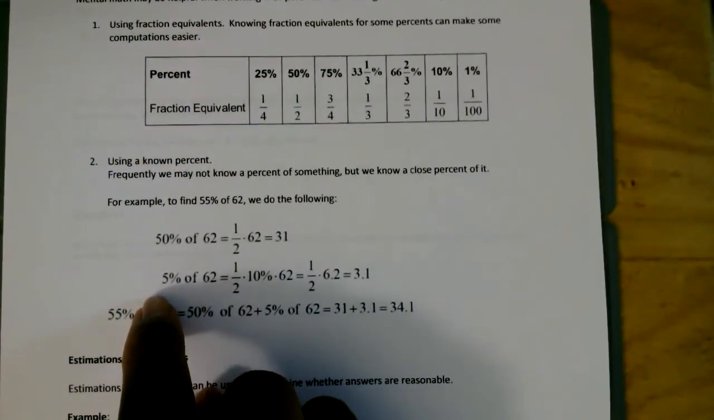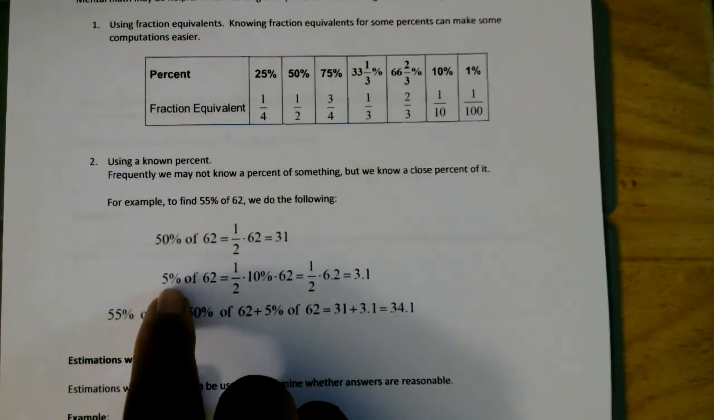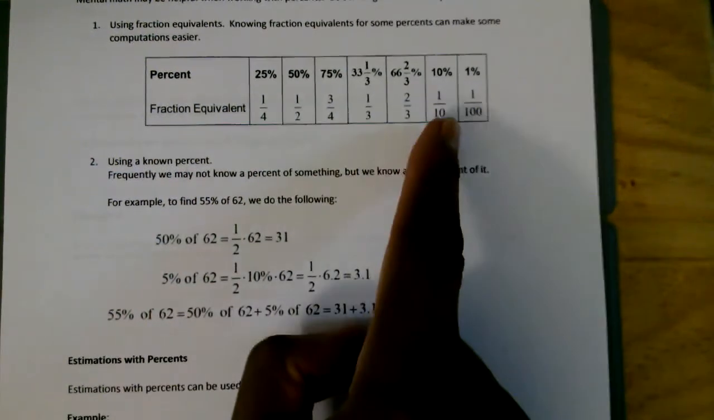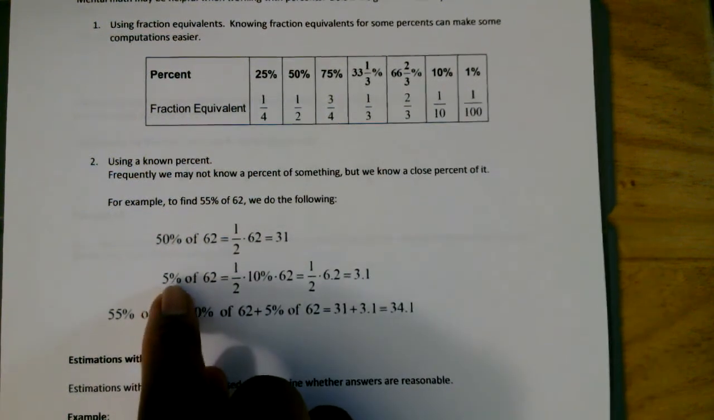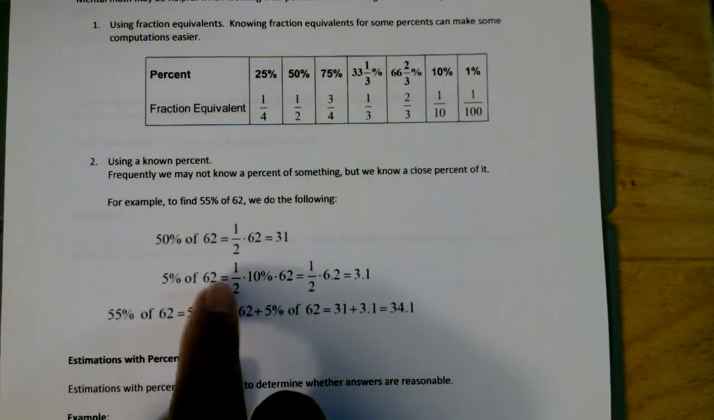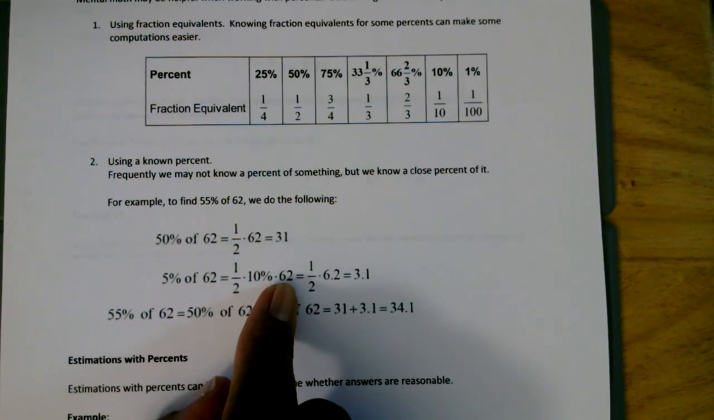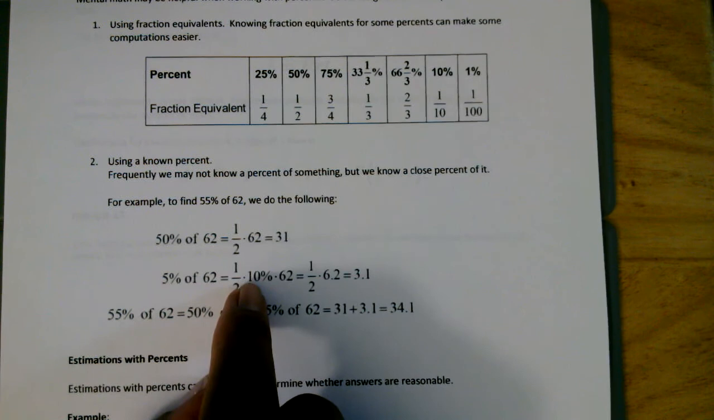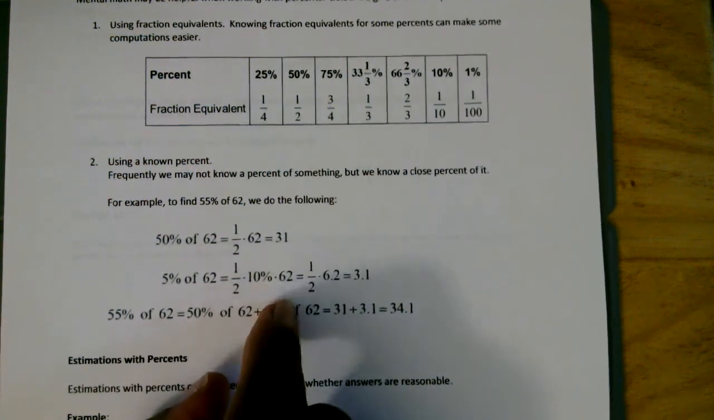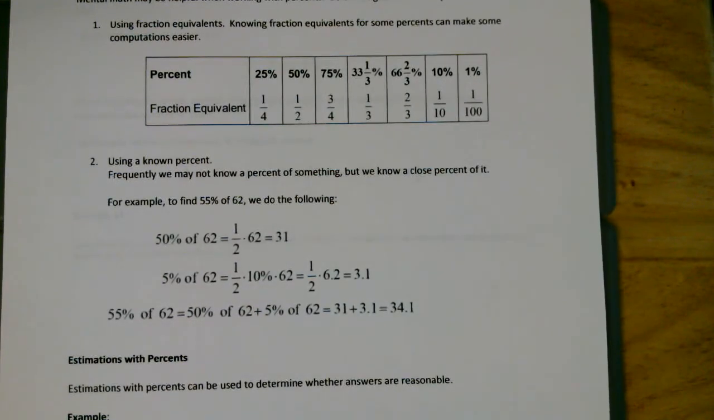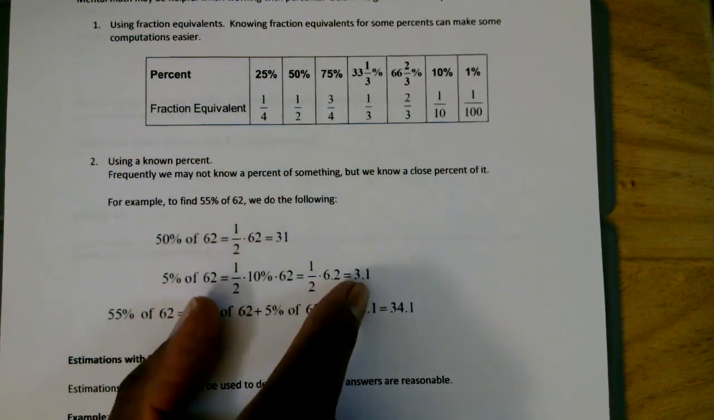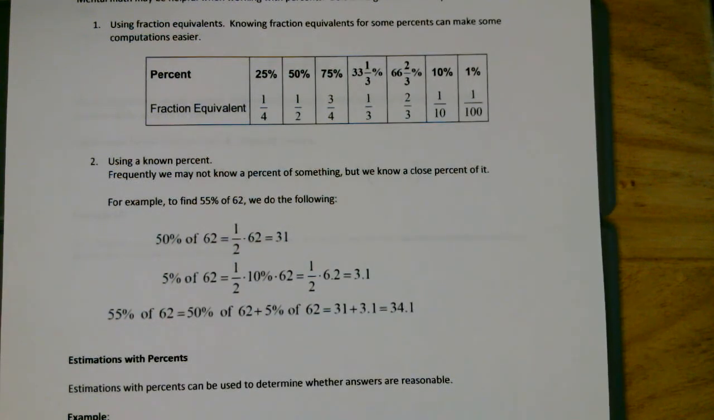Now for 5%, we might not know what 5% is, but I know that 5% is 1/2 of 10%. So let's say 5% is 1/2 of 10% of 62. Okay, 10% of 62, that's 6.2. And then half of 6.2 will be 3.1. Then we add the 31 and the 3.1 together, and we'll end up with 34.1 for 55% of 62.